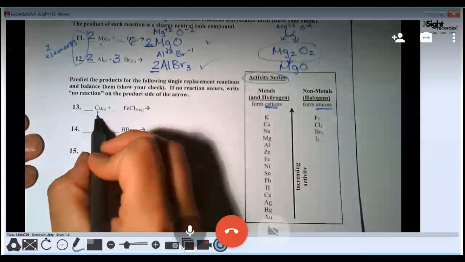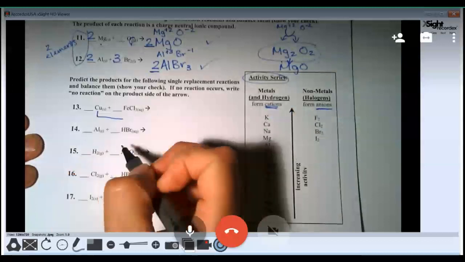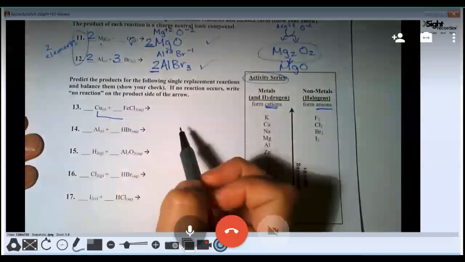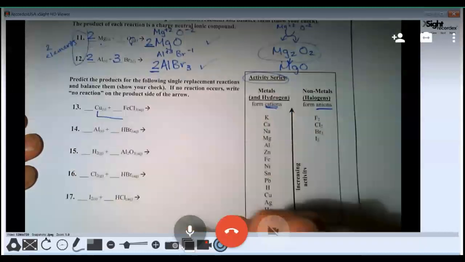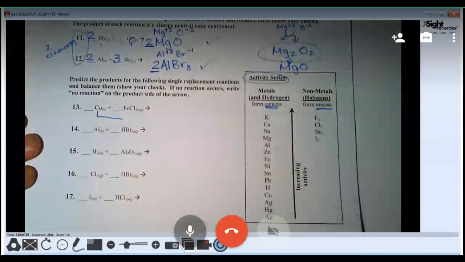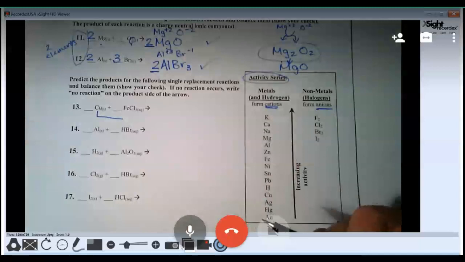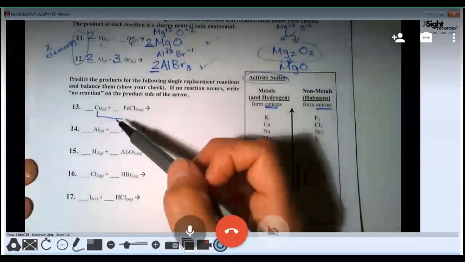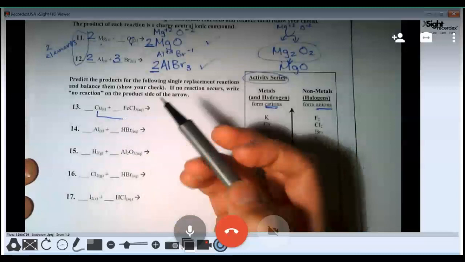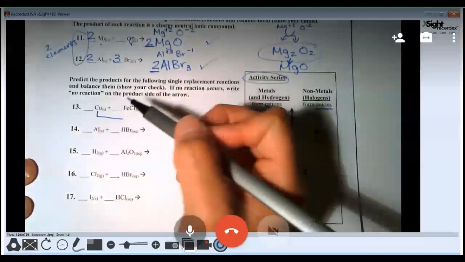So, copper here wants to try and replace something in iron 3 chloride. So what is copper going to replace? Is it going to replace the iron? Yeah, it's going to replace the iron. Because copper is a cation, so it can only replace another cation.